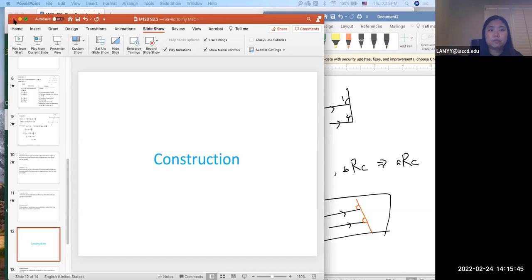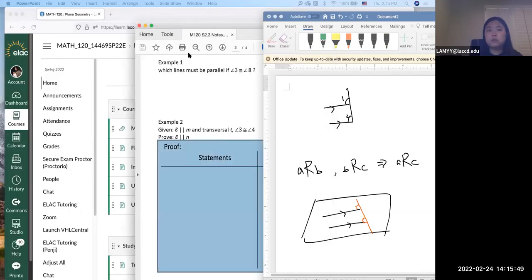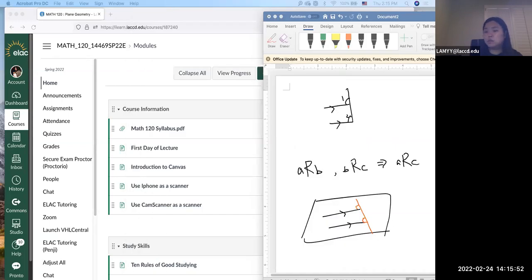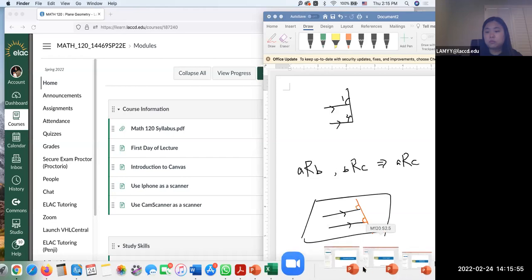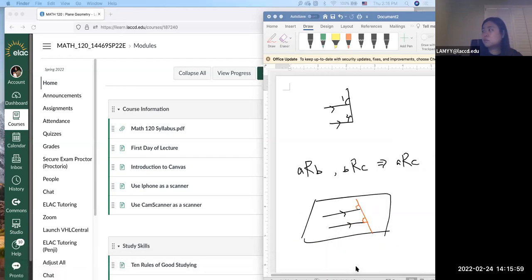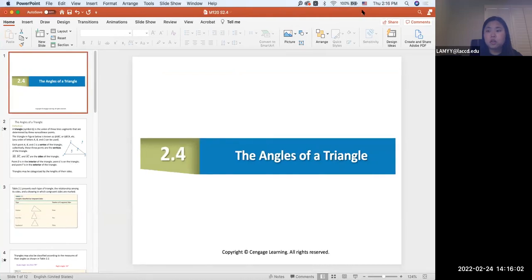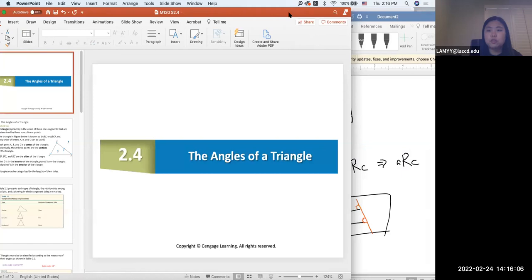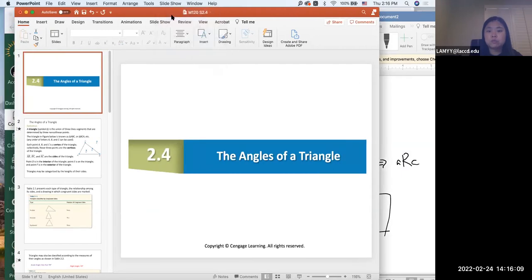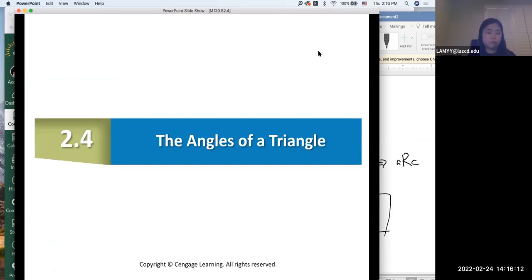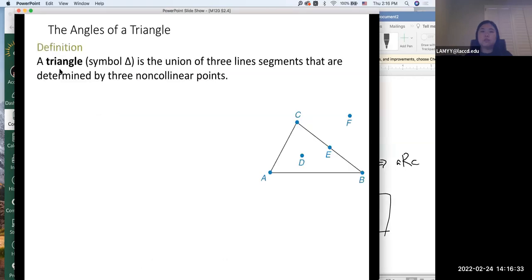Section 2.3, and then 2.4. We just talked about the lines here, and in section 2.4, we're going to talk about the angles. The angles of a triangle.